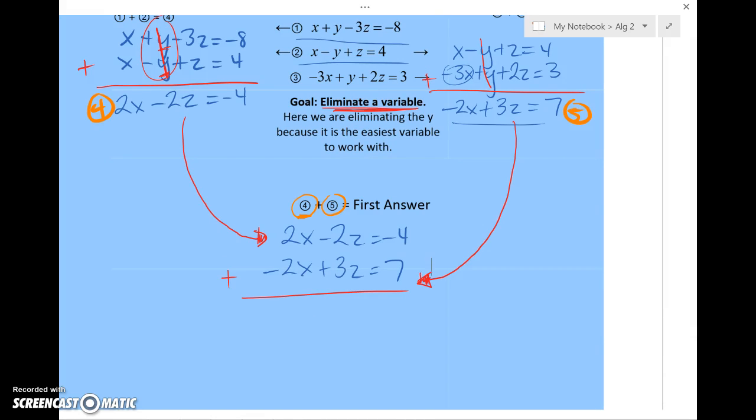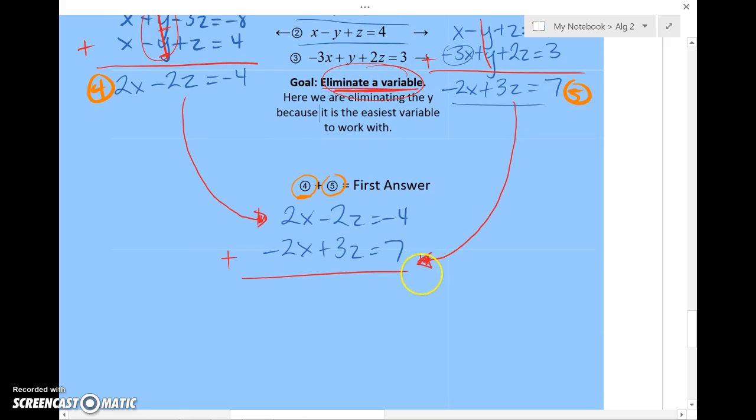So again, for this next step, we need to eliminate a variable, just like we did in the first one. And the nice thing is that we've already got two opposites here: positive 2x and negative 2x. So those right away go away. Now negative 2z plus 3z is positive z. And then negative 4 plus 7 is positive 3. You see how that works out really nicely. Of course, we always want to make the first one that we show you work out really nicely.